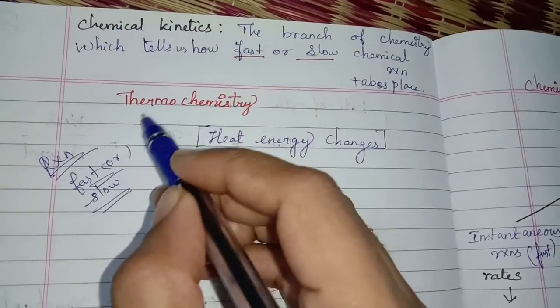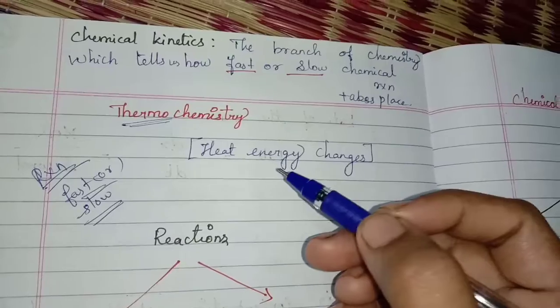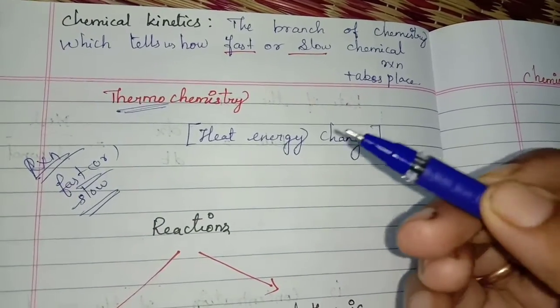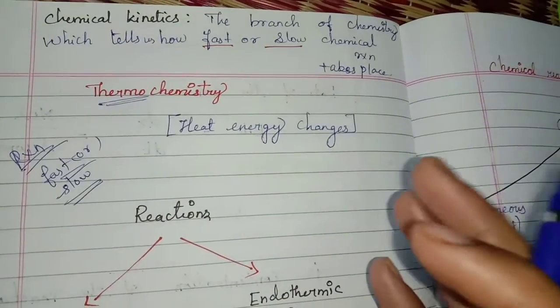Now thermochemistry. Thermo means heat. Thermochemistry means how the heat energy changes occur, so that we can calculate through thermochemistry. That is known as thermochemistry.